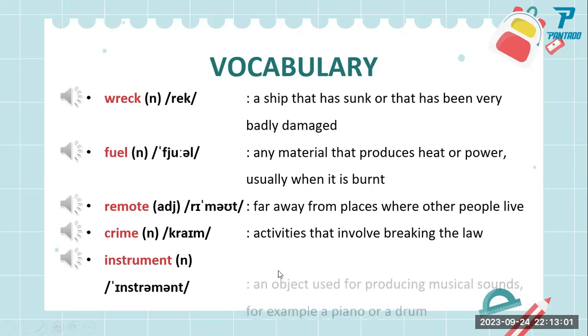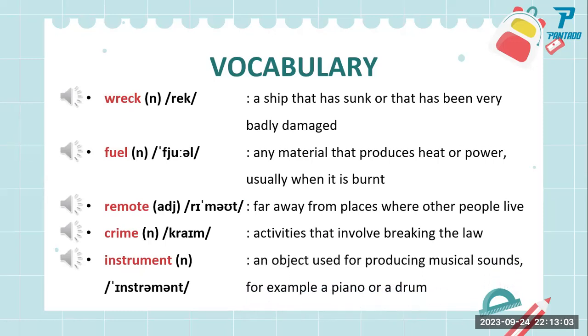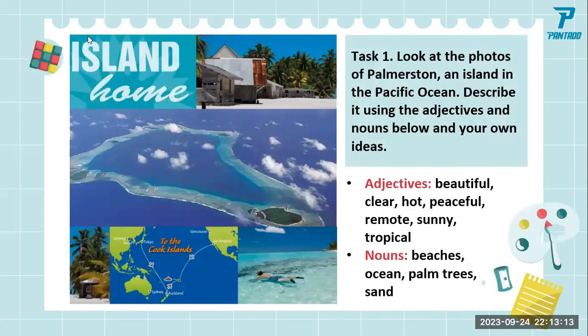Instrument, it's an object used for producing musical sound. For example, a piano or a drum. Okay, that's instrument. So this one. In task one, you look at the photo of Palmerston, an island in the Pacific Ocean, Linh. You describe it using the adjectives and nouns below and your own ideas. Okay, you can write your answer in the chat box about what you can say about Palmerston Island.